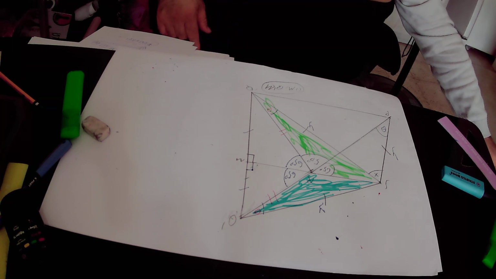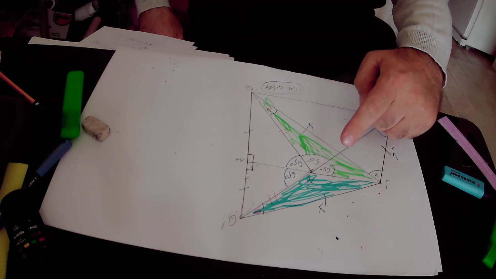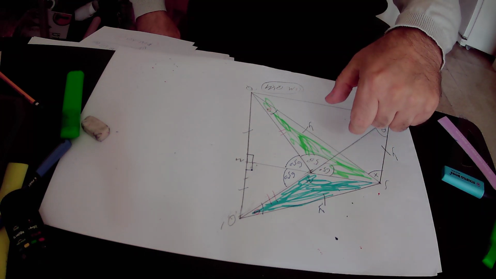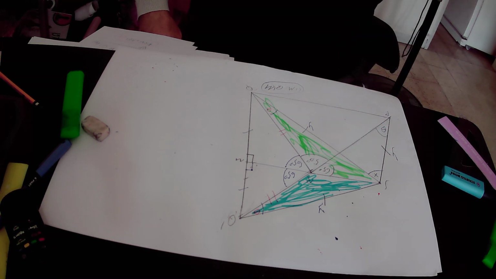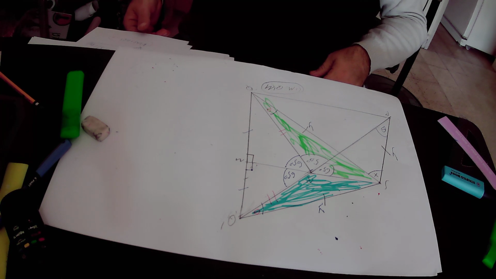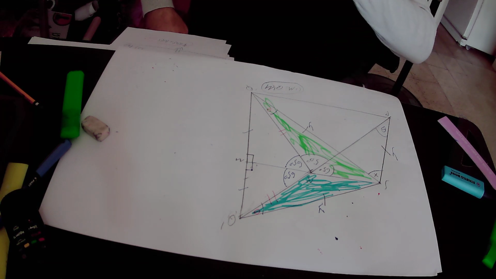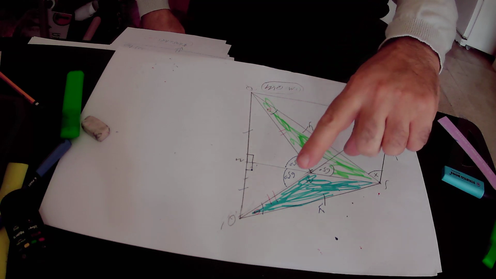Okay, in the next step we will focus on the green triangle and the blue triangle, and we actually prove that the green triangle is congruent to the blue triangle. And how? Actually, we know that QR is equal to Q dash R.